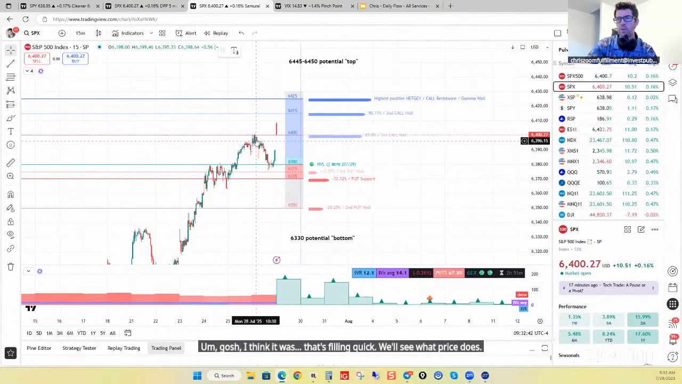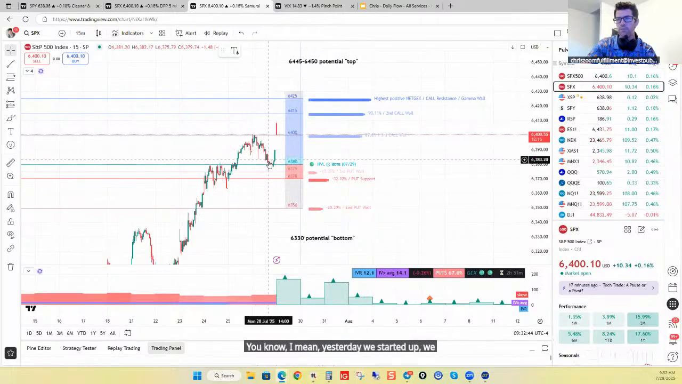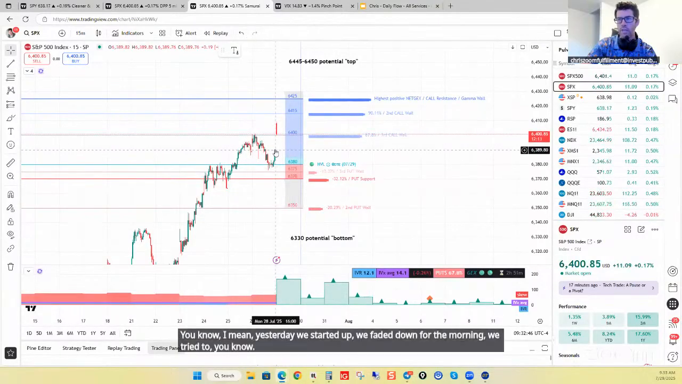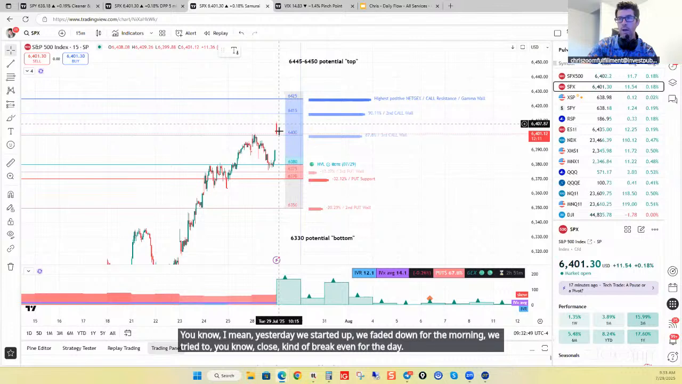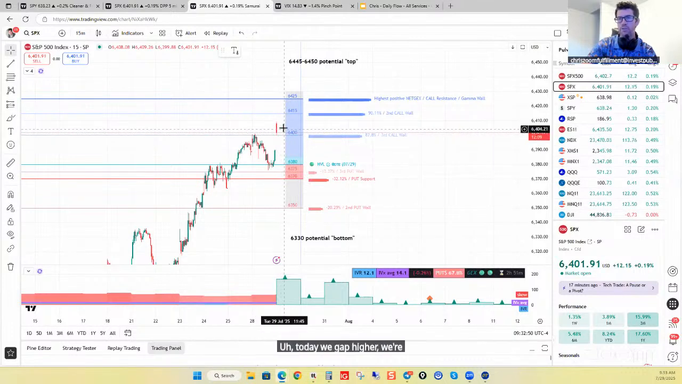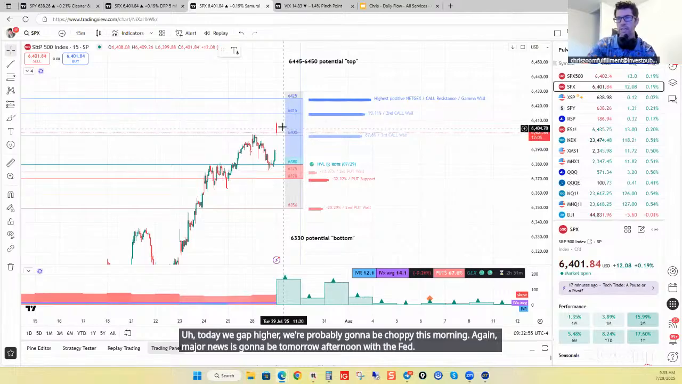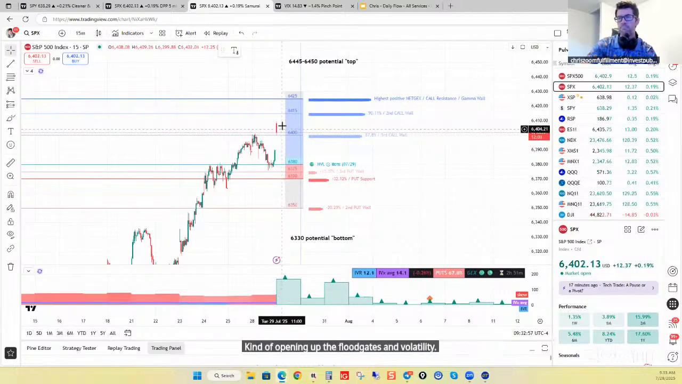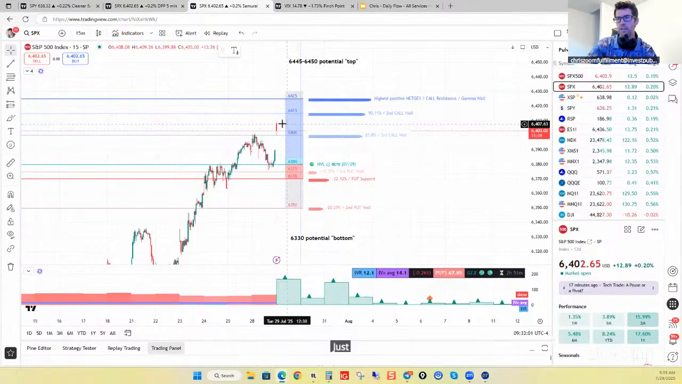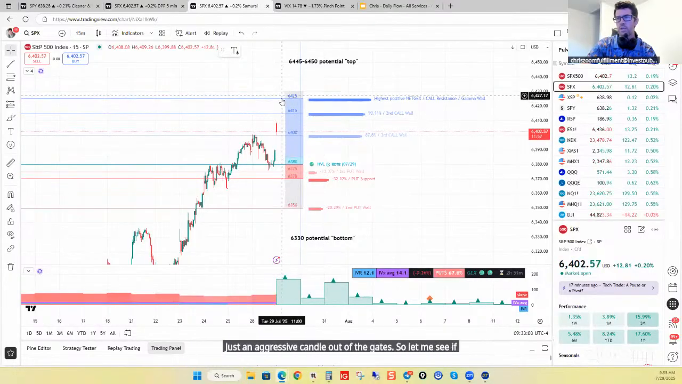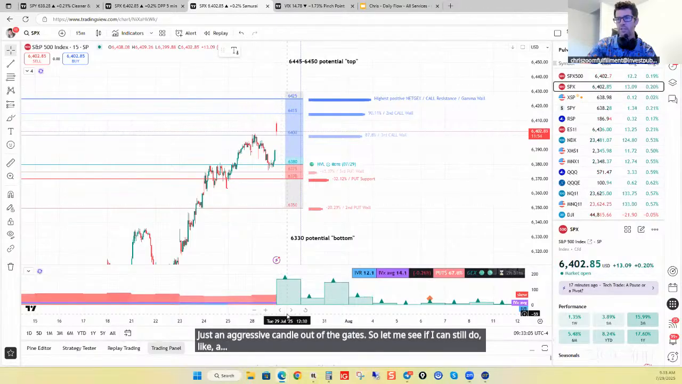I mean, yesterday we started up, we faded down for the morning. We tried to close kind of break even for the day. Today we gap higher. We're probably going to be choppy this morning. Again, major news is going to be tomorrow afternoon with the Fed, kind of opening up the floodgates and volatility. Just an aggressive candle out of the gates. So let me see if I can still do like a 25 or 30 sell side.